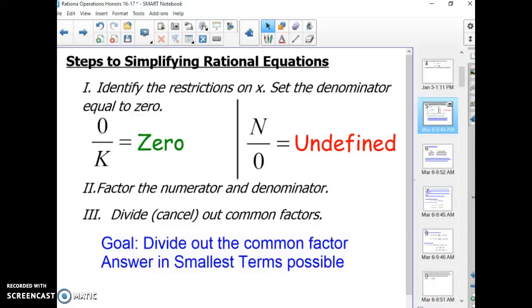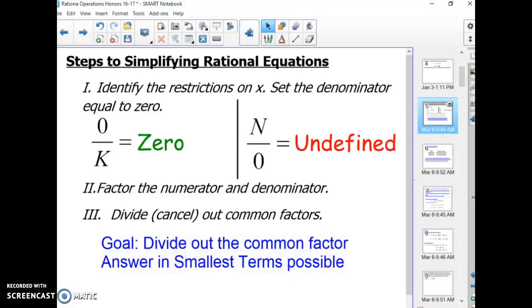Hi, you guys, we're working on simplifying rational expressions. When I simplify rational expressions, there are three things I have to do: find my restrictions, factor out the bottom, and then divide out stuff that will cancel out.